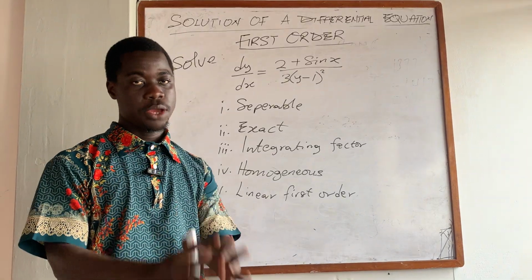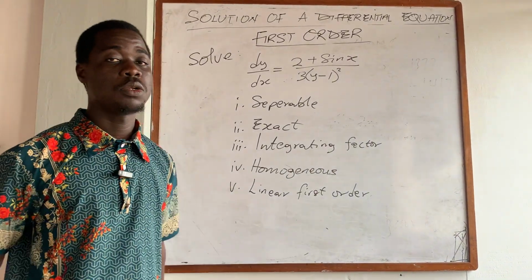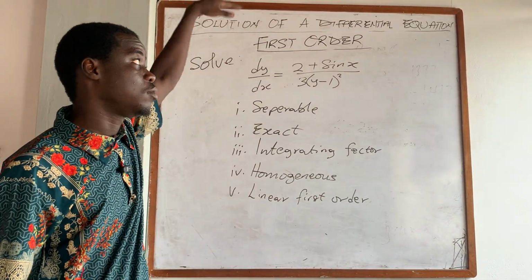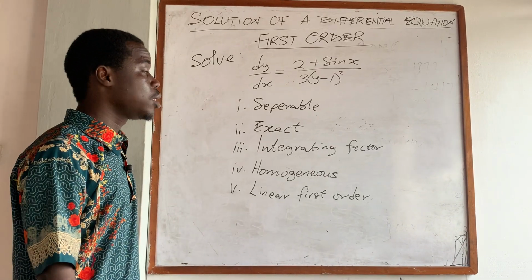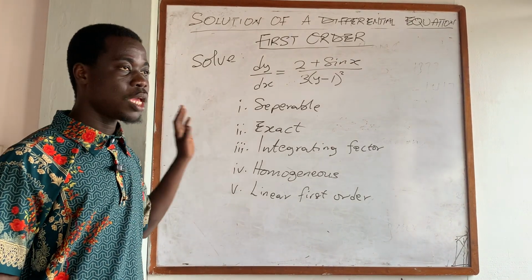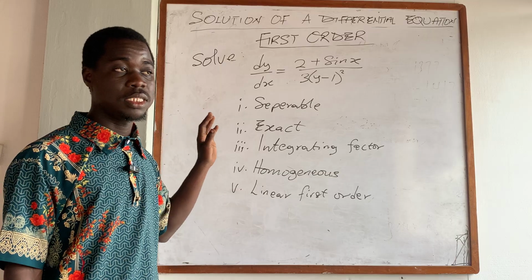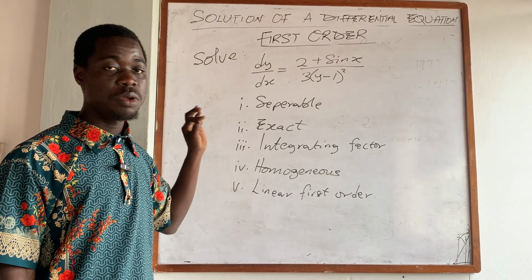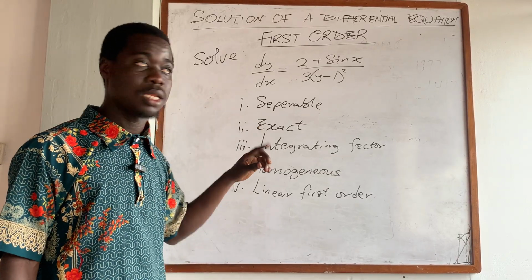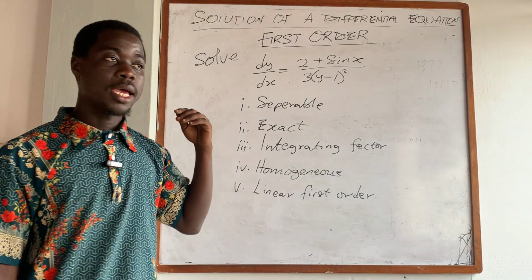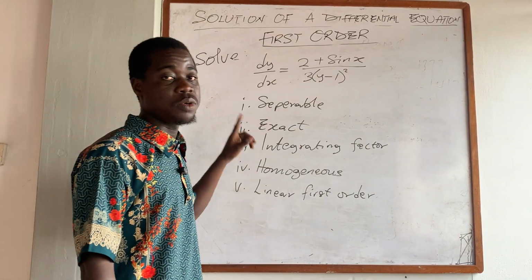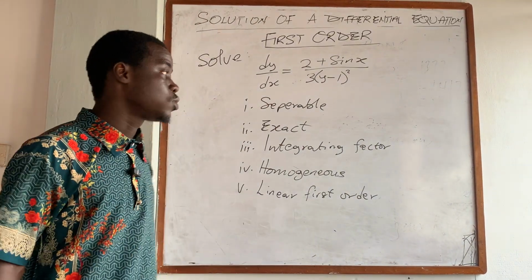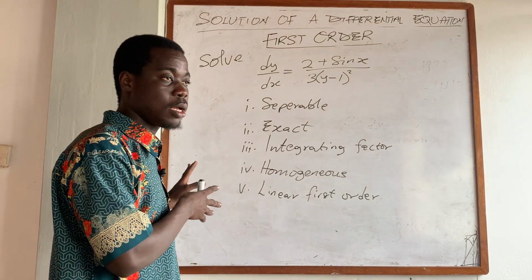We are back again and we are still on finding the solution of a differential equation. That is what we have as our heading. Now here, everything we are doing is about ODE, ordinary differential equation, which means the unknown variable in this question is just one, which is y, and the independent variable is also one, that is x. So this is all about what we are coming to do.